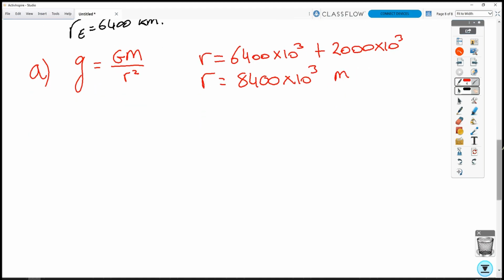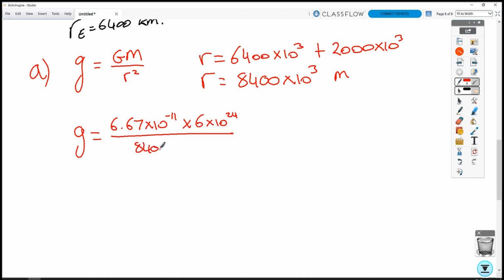Now we put our values into the equation. So g equals, we put the value of big G, which is the universal gravitational constant, 6.67 times 10 to the minus 11, times the mass of the Earth, which is 6 times 10 to the 24, divided by the separation, but we have to remember to square it. So it's 8,400 times 10 to the 3 squared. At this point you type this into your calculator, and then we get a value of about 5.7 newtons per kilogram.